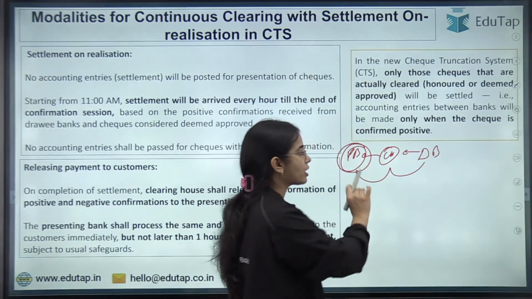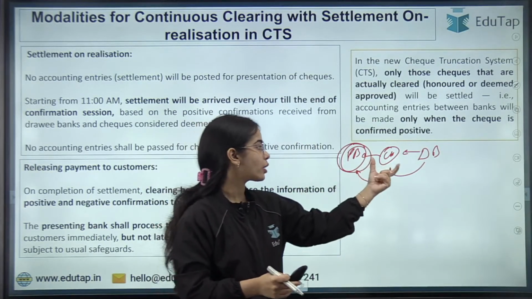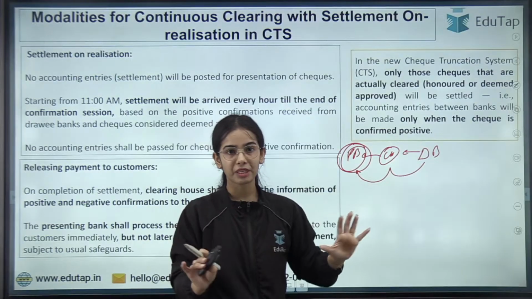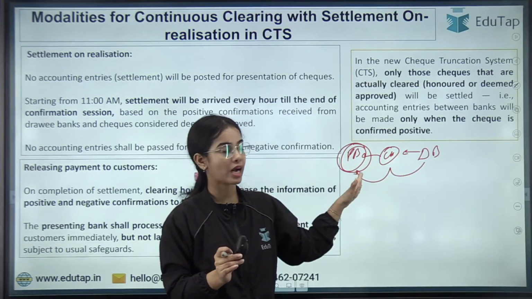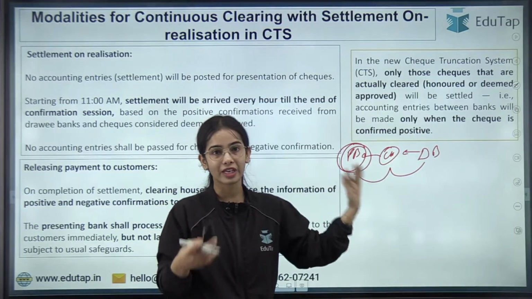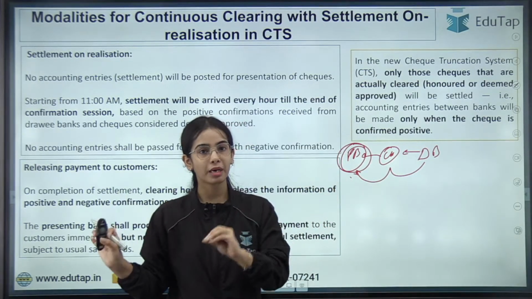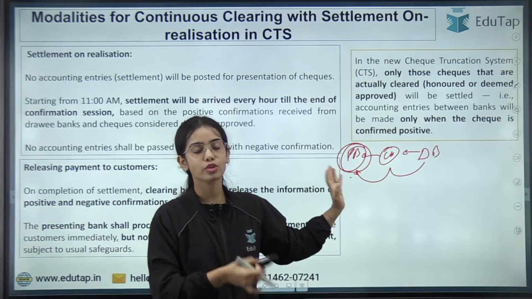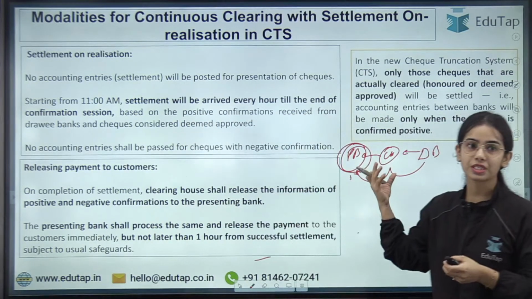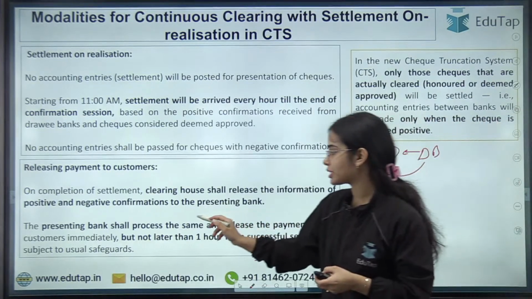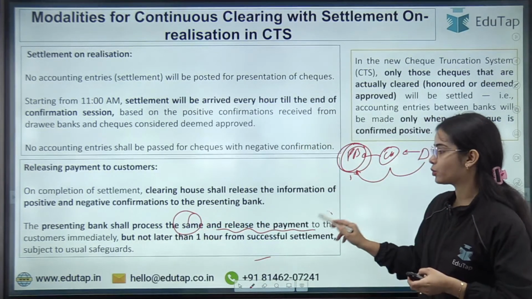Once the presenting bank has received the money, the clearing house has to verify that the settlement has happened, and the details have to be shared by the clearing house with the presenting bank. Then the presenting bank should verify that it has received the money in its account. Then the presenting bank shall process the same and release the payment to the customer.